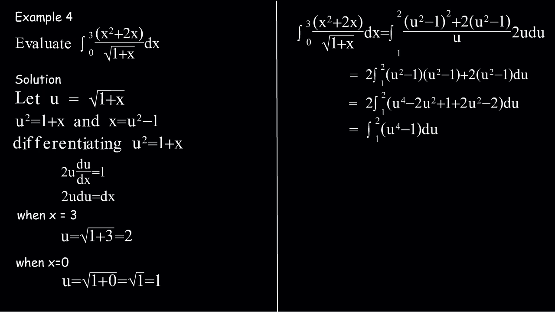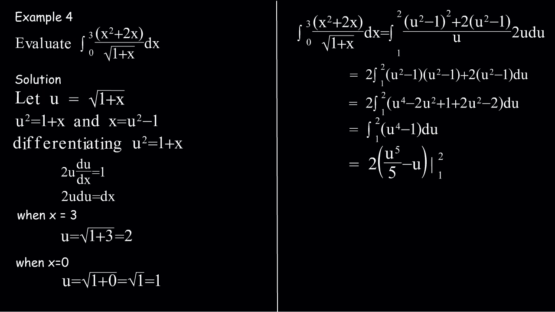Now integrating u⁴ − 1, it will become u⁵ divided by 5 minus u. So that will make our answer to be equal to 2 in brackets u⁵ divided by 5 minus u, our limit being 2 and 1.